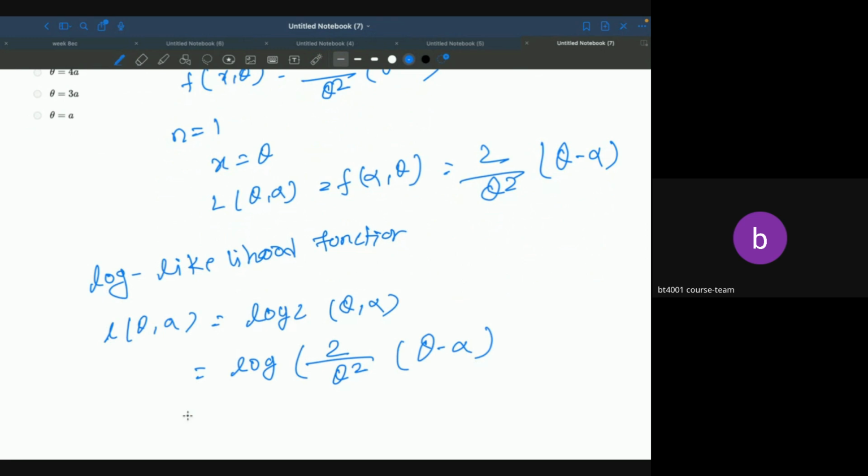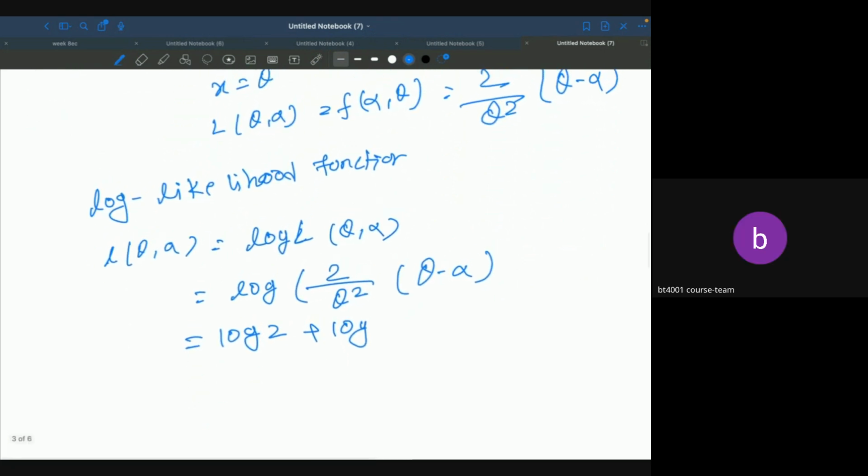So it will be log 2 plus... sorry, in the first step you write log base 2 or something. What was that? Looks like a 2 after log. It's log... no, first step, I mean log L. Oh, okay, log L. Yeah, log L. So it will be log 2 plus log theta minus alpha.